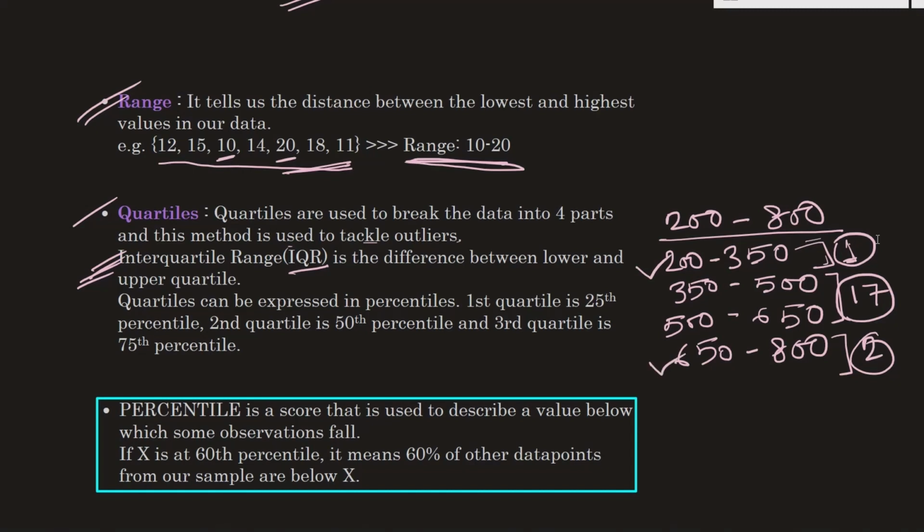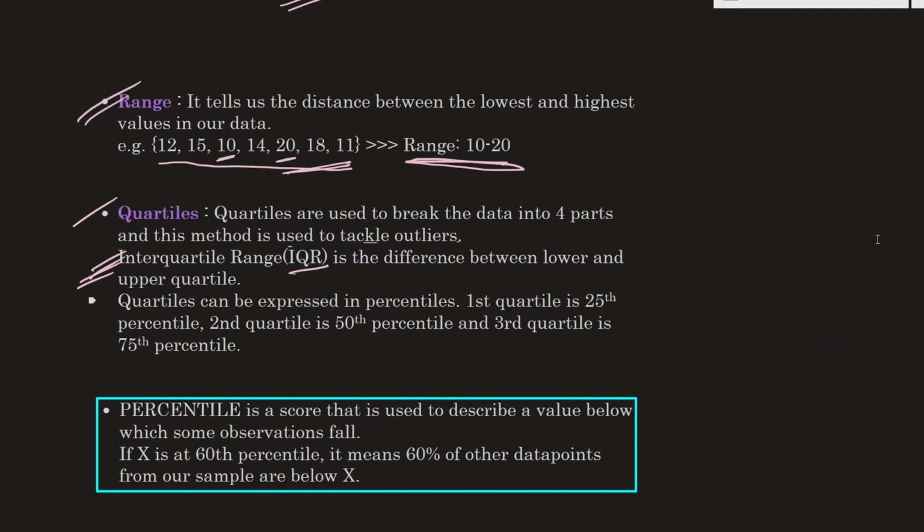So I hope that with this explanation, your idea towards quartiles and how the interquartile range helps us to tackle outliers is now clear to you. I will quickly erase this one as well. Then it says quartiles can be expressed in percentiles, where the first quartile is the 25th percentile, the second one is the 50th percentile, and the third quartile is the 75th percentile.